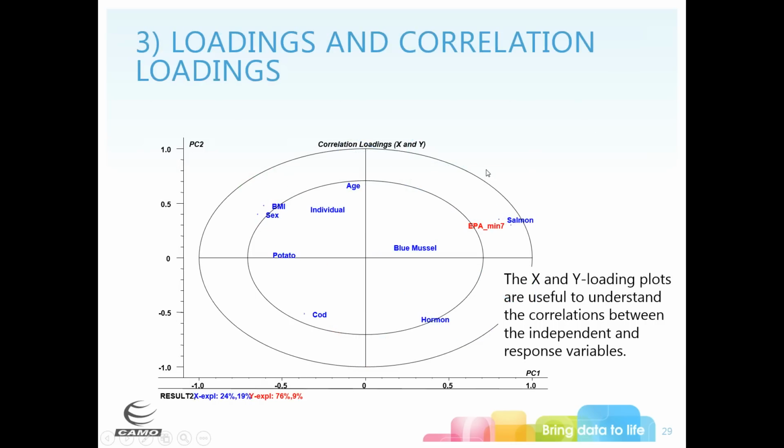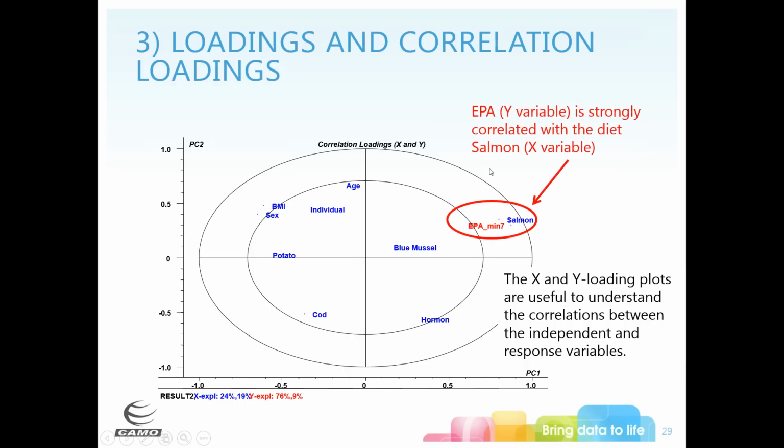Again, this helps you group your data and visualize what differences are there. Again, you're going to look at your loadings and your correlation loadings. This is where you actually interpret your model and look at what things are correlated. In this case, your EPA variable is strongly correlated with the diet of the salmon. And here, the BMI and sex are highly correlated to each other, but they are anti-correlated with the diet of salmon.